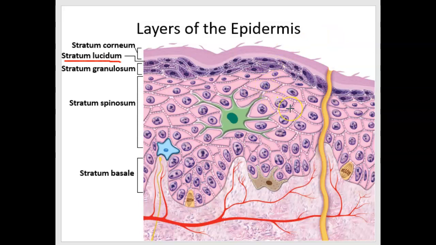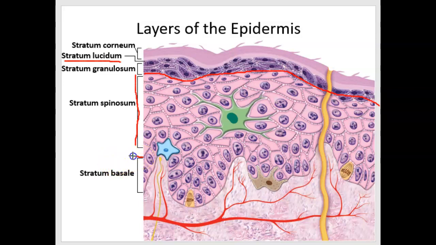Beneath the stratum lucidum is the stratum granulosum, and these cells, keratinocytes still, have dark staining keratin granules. And so the stratum granulosum always appears darker than the other layers. Beneath that is the stratum spinosum, and it's named because the cells look spiny. At least the pink keratinocytes do. And I'm going to talk about why that is in a little bit.